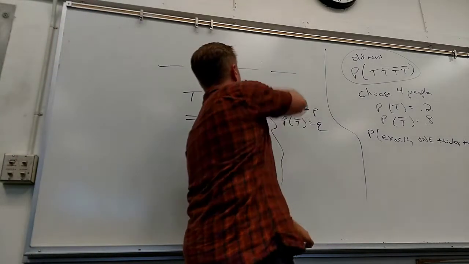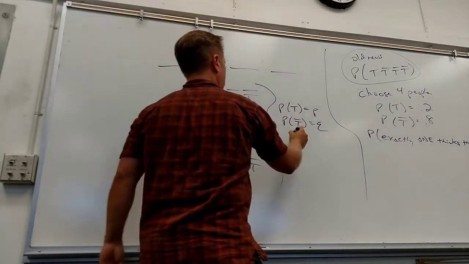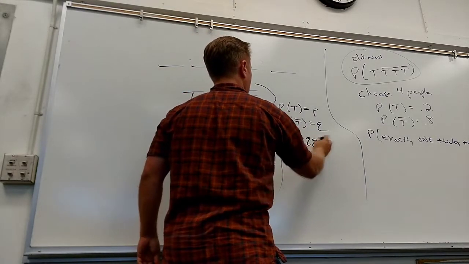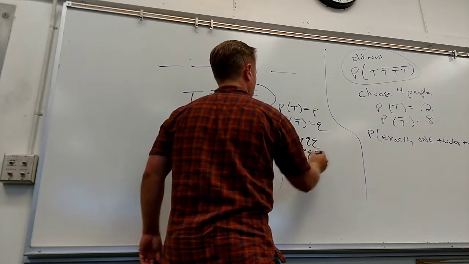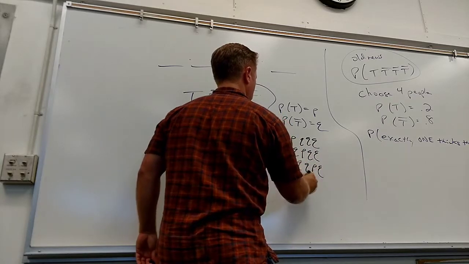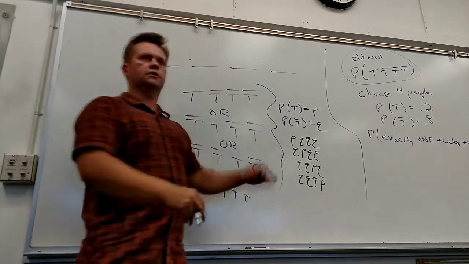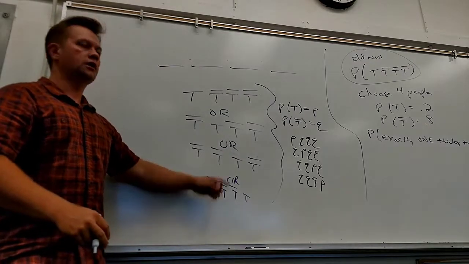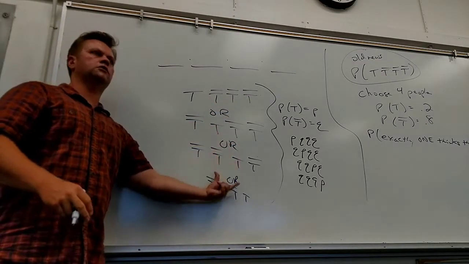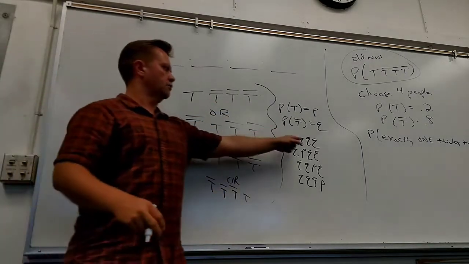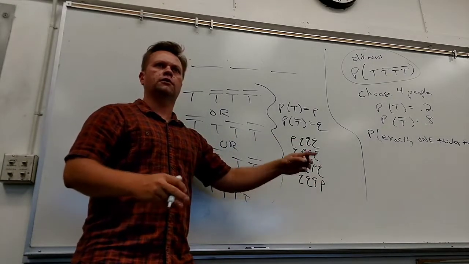So what would each of these look like then? It would look like P, Q, Q, Q; Q, P, Q, Q; Q, Q, P, Q; Q, Q, Q, P. Is that cool? These are the situations that correlate to exactly one thinking that way. These are the probabilities that correlate to that.